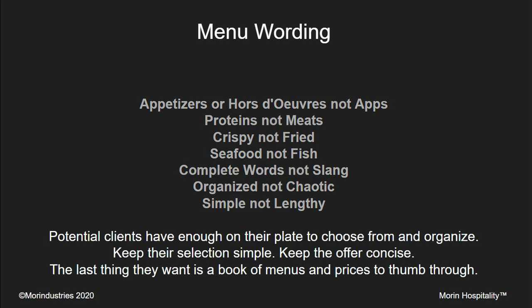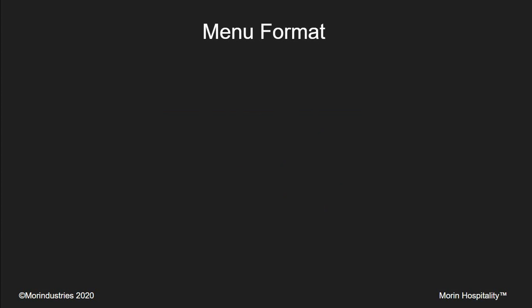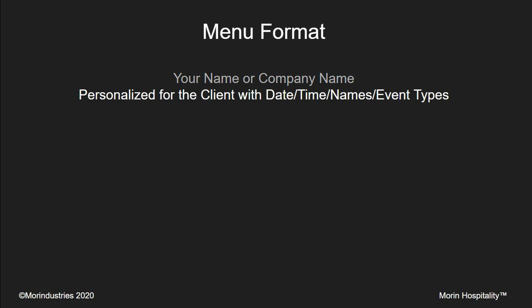A book of menus and prices to thumb through. Your format. The menu format should include your name or your company name, which could be the same. Your personalized trinket, I'd say, at the top of the menu that lets the client know that you are considering them and this is their personal menu.